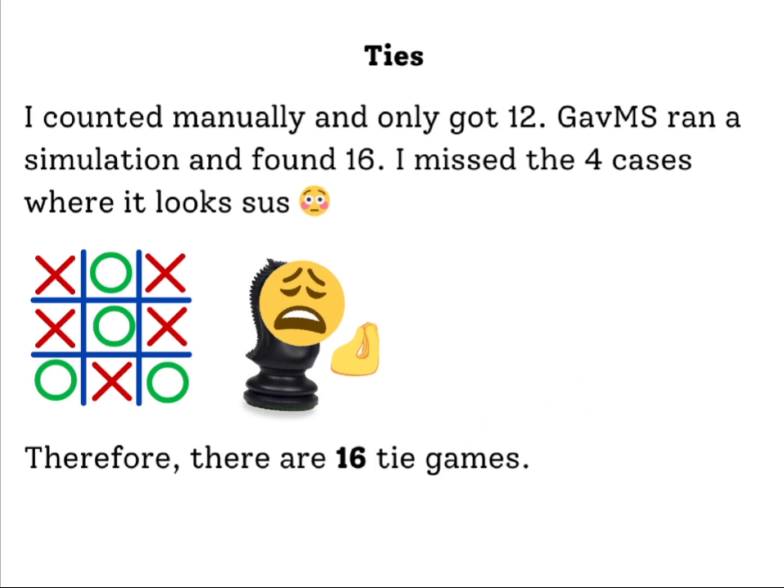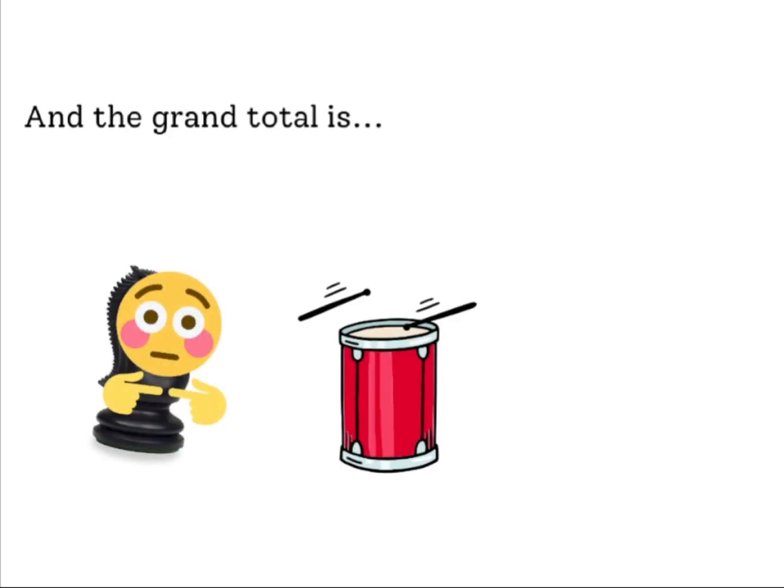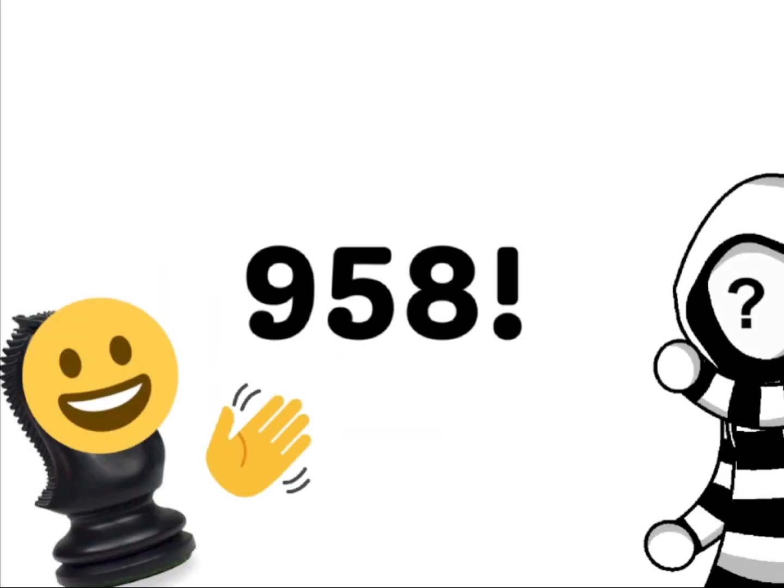Ties. I counted manually and only got 12. GavMS ran a simulation and found 16. I missed the 4 cases where it looks suspicious. Therefore, there are 16 tie games. And the grand total is 958.